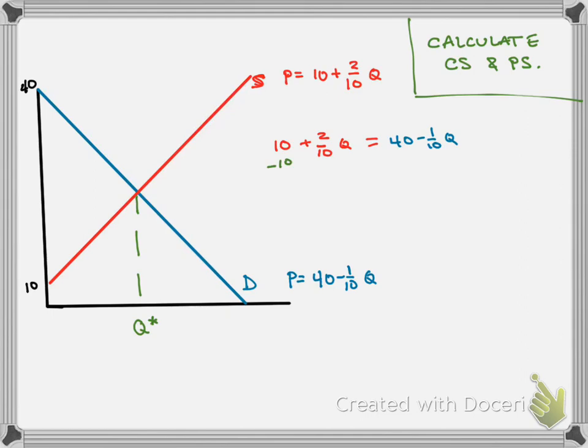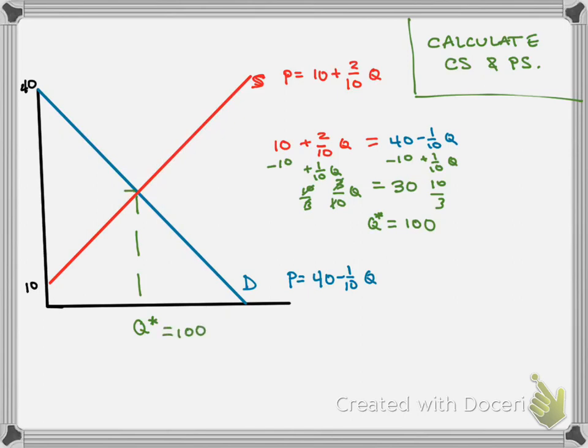So subtract 10 from each side. We'll get 30 equals, let's add 1/10 Q to each side, which will give us 3/10 Q, and then multiply by 10 over 3, so those cancel. And so Q is equal to 30 times 10, which is 300, divided by 3, which is 100. So Q star is 100.